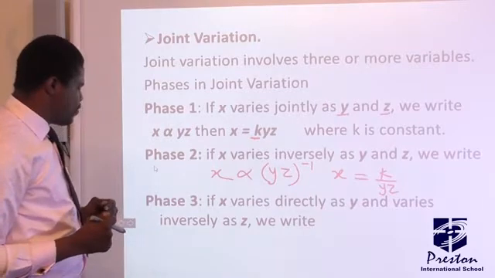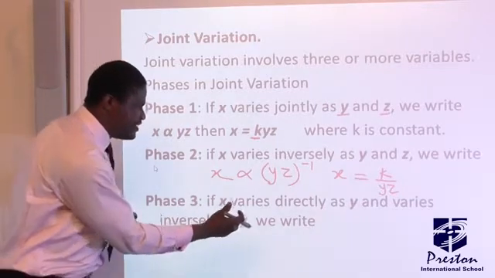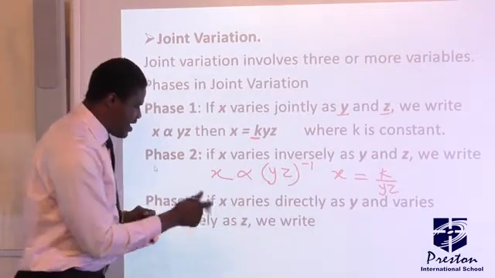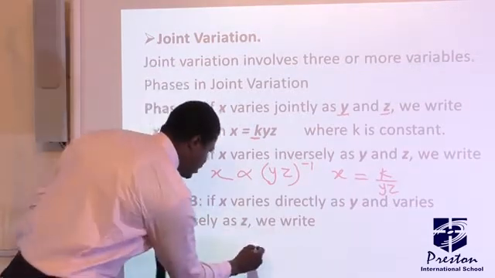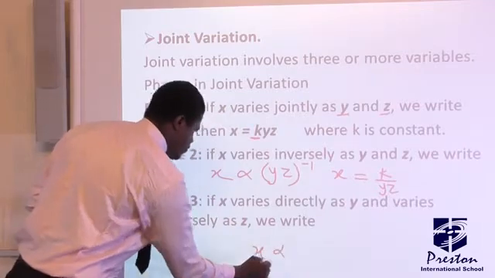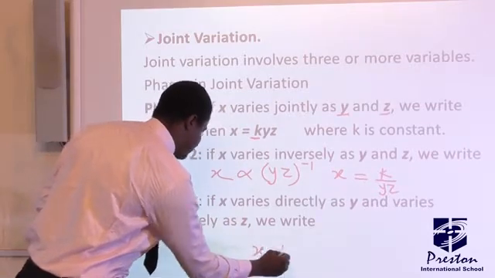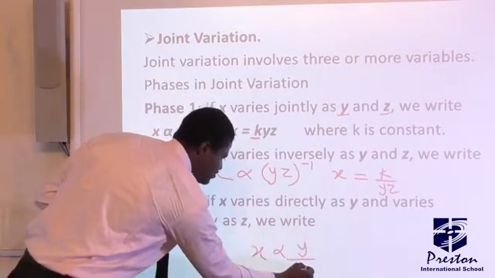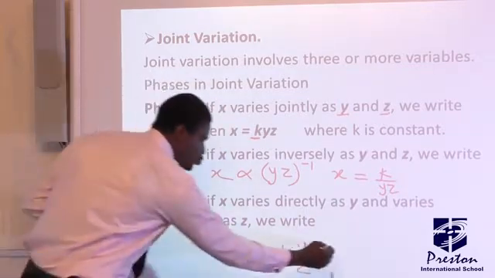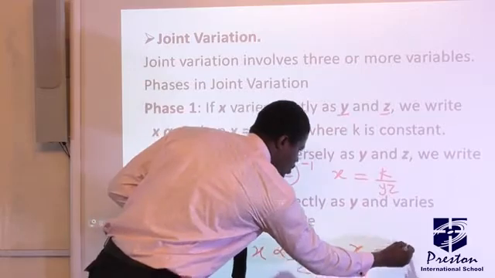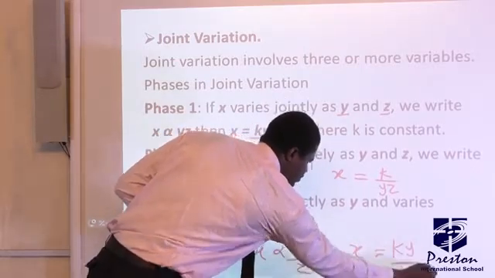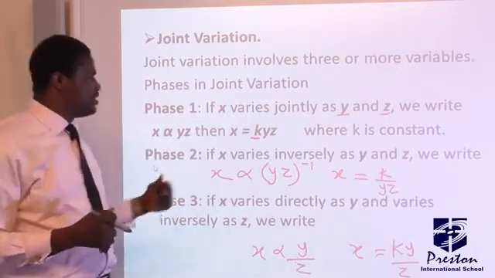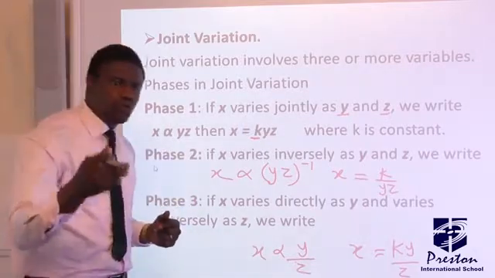And the final phase we have here is if x varies directly as y and varies inversely as z. We can write this as x varies as y, then inversely as z. Now this will give us x is equal to ky over z. And like I said earlier, we'll solve more questions on this when we get to Google Classroom.